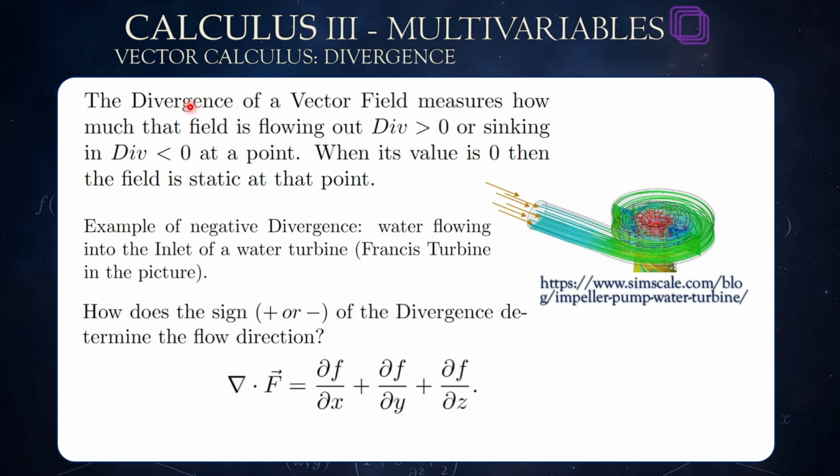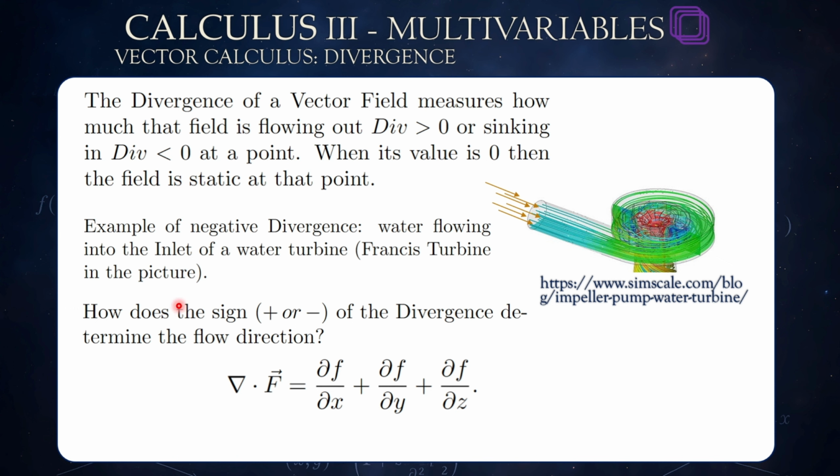Technically, the divergence of a vector field measures how much that field is flowing out when the divergence is positive, or sinking down when the divergence is negative, at a specific point. So when its value is 0, then the field is static at that point. It means that the field is parallel to that surface. An example of negative divergence is water flowing into the inlet of a water turbine, as you see in the right figure, where you have a Francis turbine in the picture.